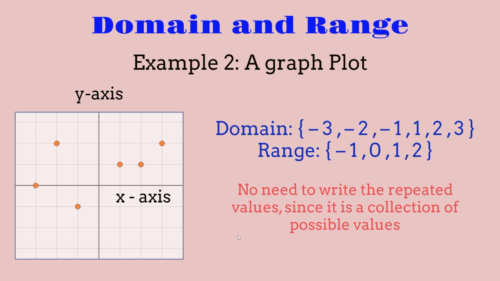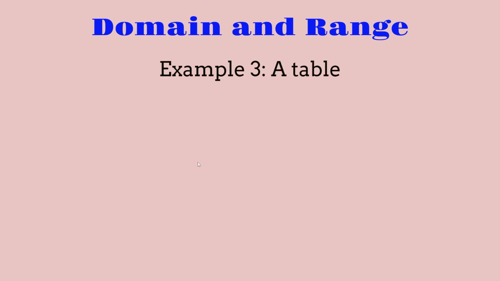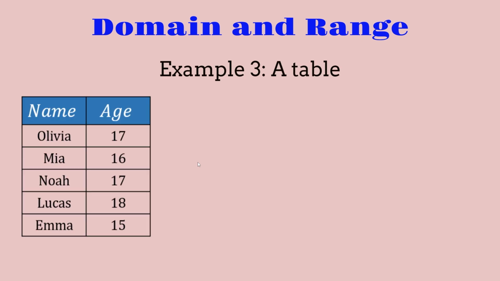So in the range, we do not write these repeated values, and for the domain, we're never going to have multiple repeated values anyway. So moving on, for example 3, we're going to look at a table. And this is how the table looks like. So now we need to find out the domain and the range for this.